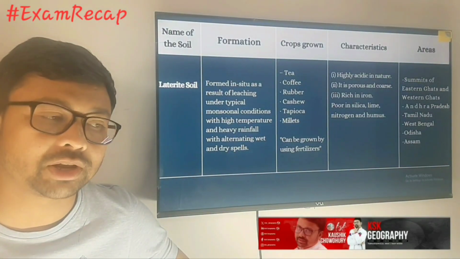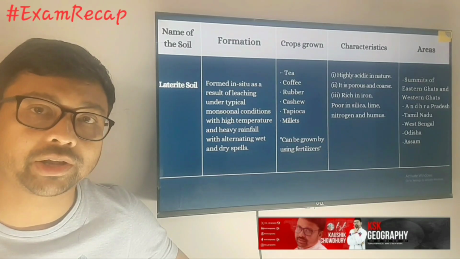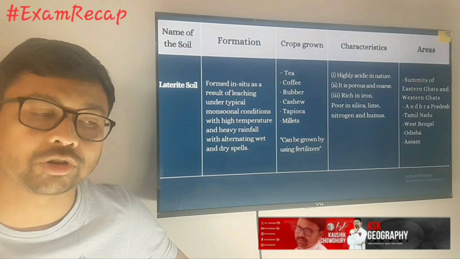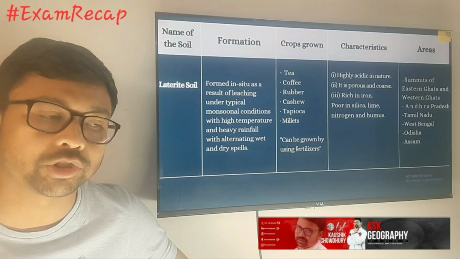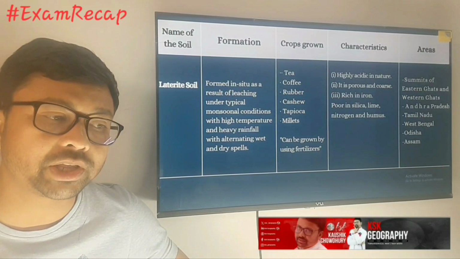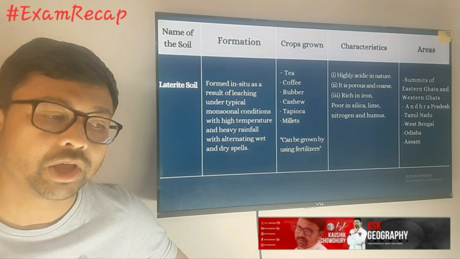And the last, according to your syllabus, is the laterite soil. Laterite soil will be found in areas where temperature is high and rainfall is high, and it's formed due to the process of leaching. From the topmost part of the soil, the fertile materials are removed along with the water. So it is formed in situ as a result of leaching under typical monsoon conditions with high temperature and high rainfall.